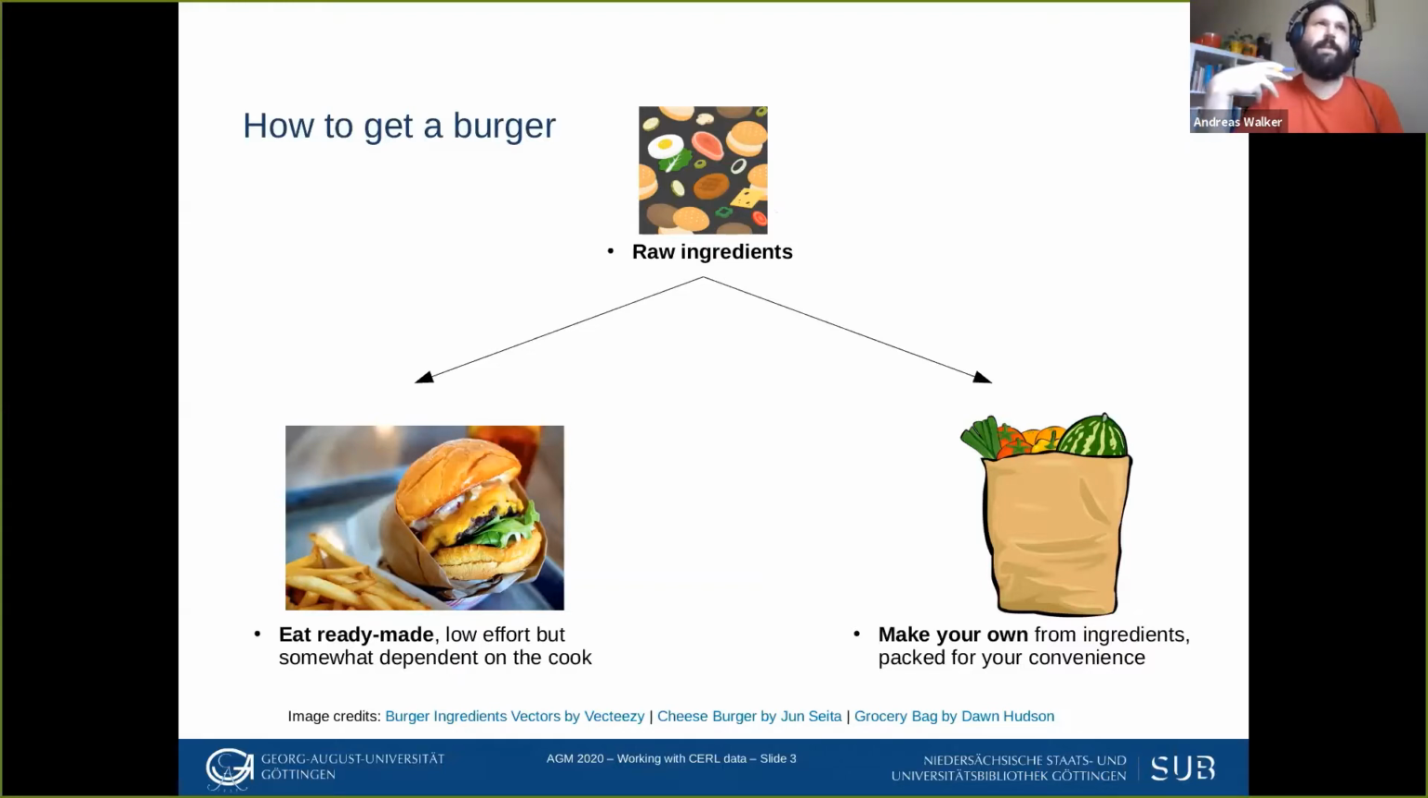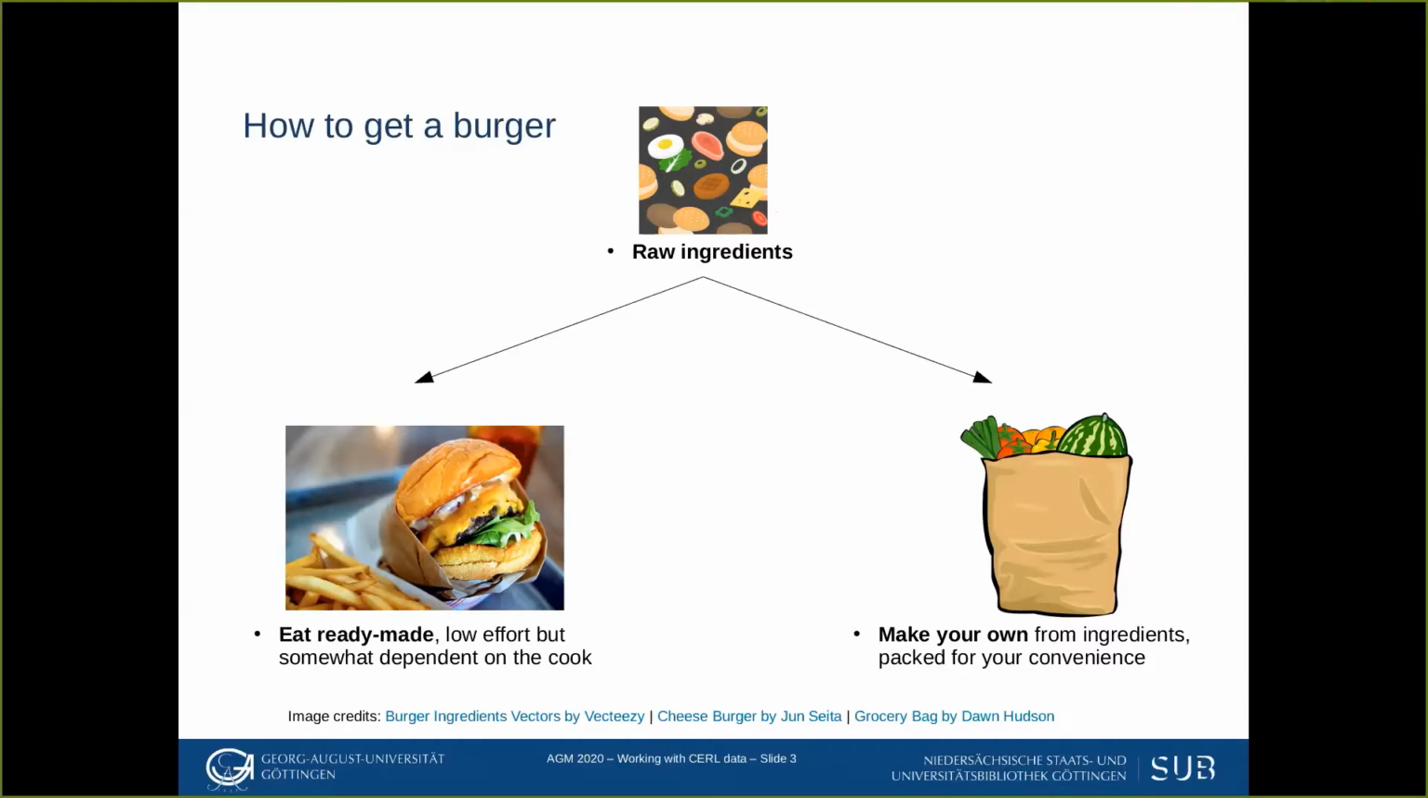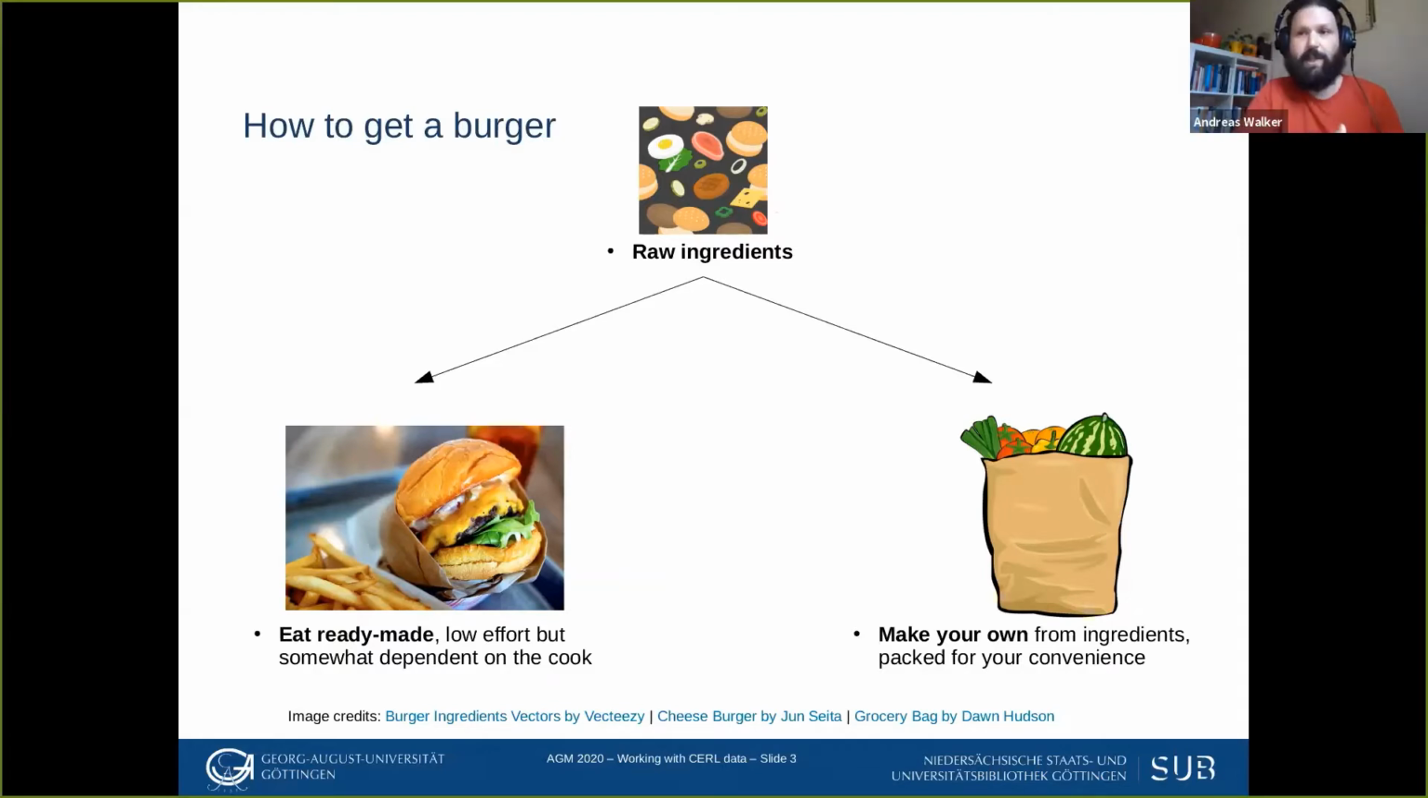The first one is get somebody else to make it for you, eat it ready-made, which is low effort for you, but also the quality of the burger will depend somewhat on the cook. So you'll be able to say cheese or no cheese, something like that. But in the end, the kind of burger you get really depends on the person cooking the burger for you. And so the second way that you have of getting a burger is to make your own from the raw ingredients, which probably have been packed for your convenience by the store, but not much else.